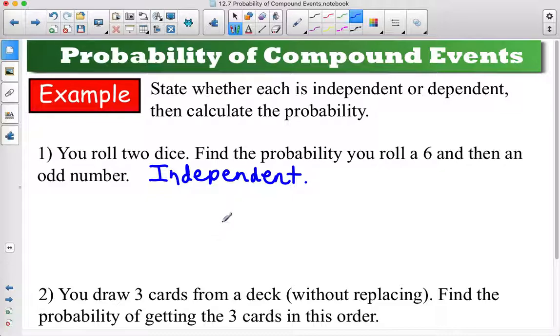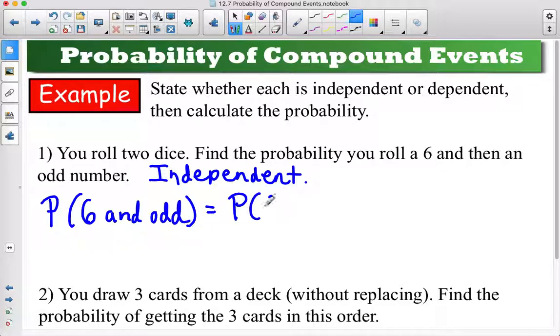So because of that, I know the probability of getting a 6 on the first and an odd on the second is simply going to be the multiplication of those 2 things. I need the probability of getting a 6, and then I multiply it by the probability of getting an odd.